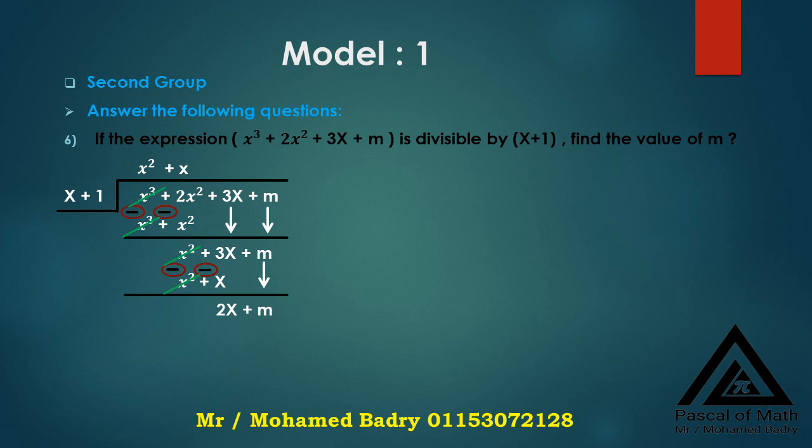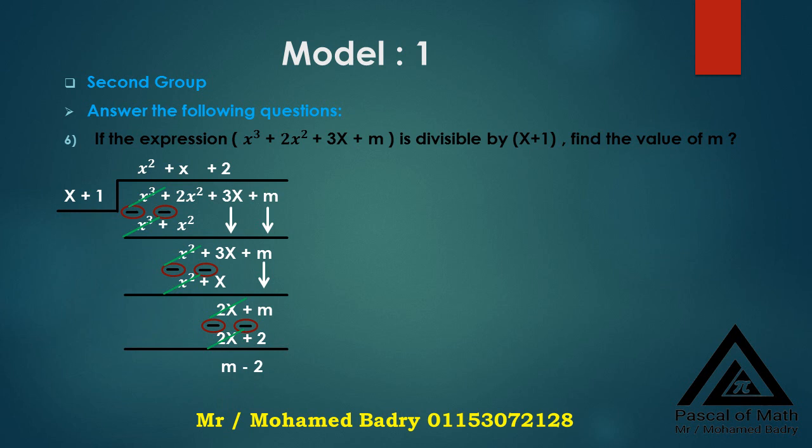Now make this step again. 2x divided by x equals 2. 2 times x equals 2x, and 2 times 1 equals 2. Now make subtraction. 2x cancel each other. Now m minus 2. M minus 2 is the remainder.